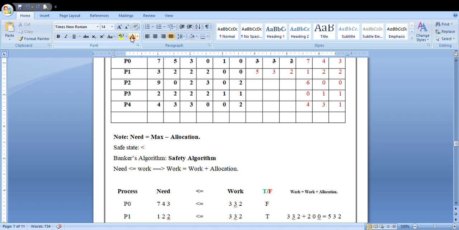The values I have marked in red color are the values you are going to calculate. The values I have in bold are the given data.